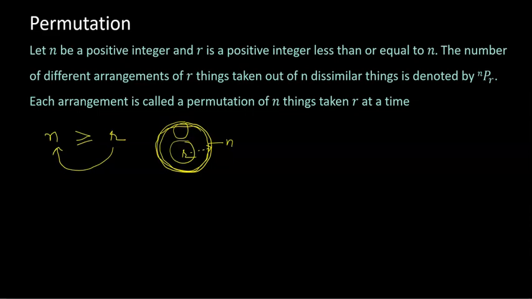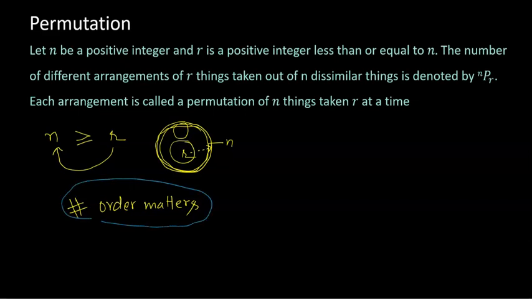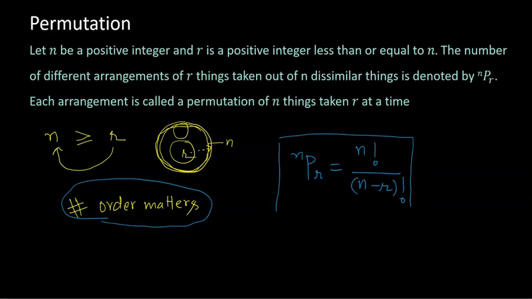So I want to make r arrangements, r selections out of n, and the important thing here is that order matters. This is the key highlight of permutation: the order matters. In that case, these arrangements can be given by nPr is equal to n factorial divided by (n minus r) factorial. That is how permutations are computed when order matters.